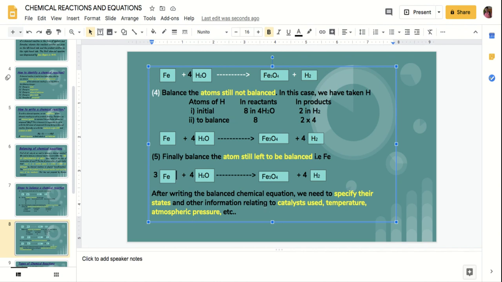Next, specify the states and other information relating to catalyst use. Suppose we have not used catalysts here, but in decomposition reactions we will learn that we use a catalyst that is heat. So we just specify a small triangle, a delta sign, that indicates that we have used heat to decompose that. We also mention temperature, atmospheric pressure, etc.